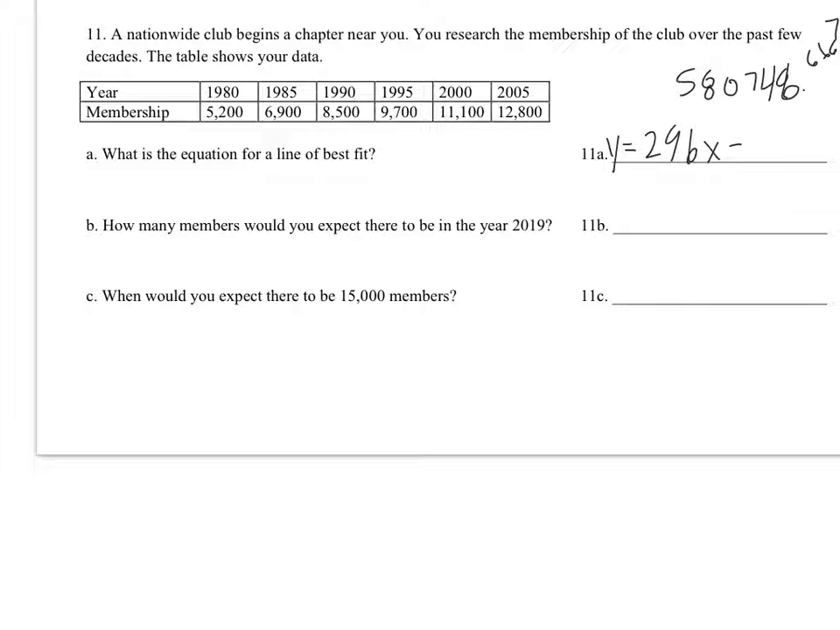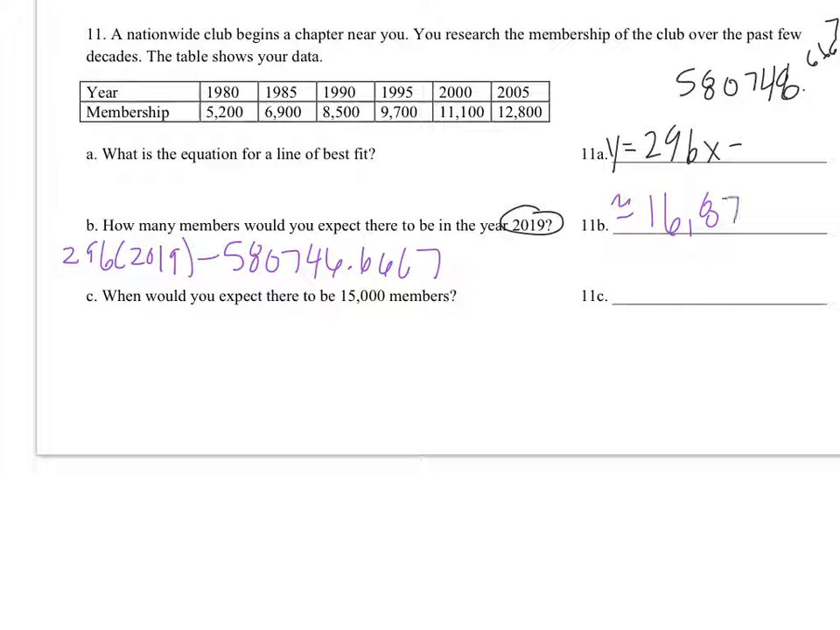So the first one's saying, what would you expect to get in the year 2019? You have to think, is that my input? Is that my output? Here's my input. That was my L1. So I'm going to put 296 times 2019 and subtract that whole thing, and you get roughly about 16,877 members.